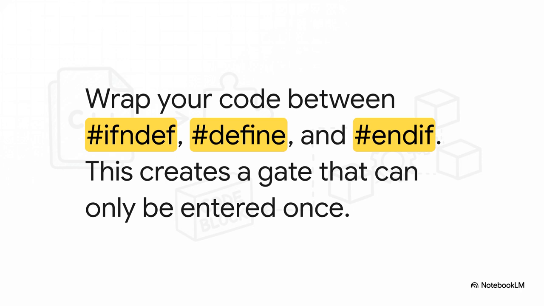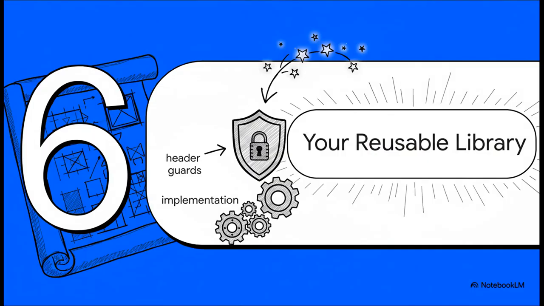So what happens the second time the preprocessor tries to include this file? It gets to that first line, #ifndef, and asks, have you seen this name? And this time the answer is, yep, I have. So the condition is false, and the preprocessor just skips everything all the way down to the #endif. Problem solved.